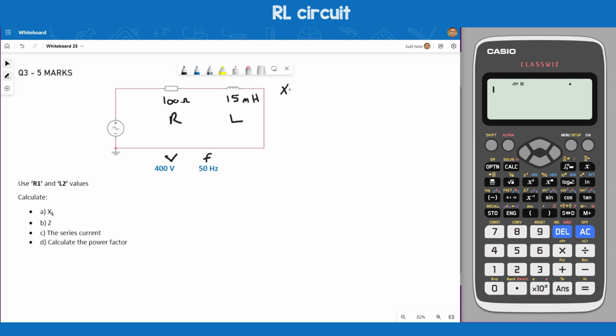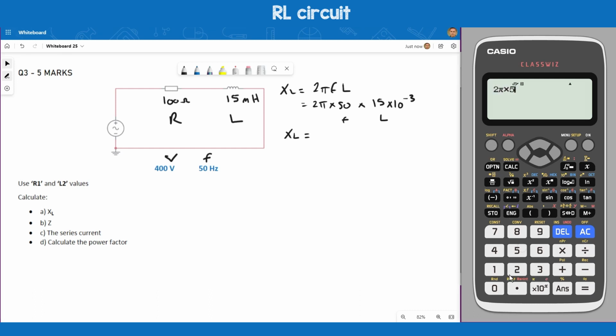So as before, XL is 2 pi times the frequency times the inductance, which is 2 pi times 50 Hertz times the inductor value, and this is important, it's 15 milli, so it's 15 times 10 to the minus 3 Henry. So on our calculator, let's work that out.